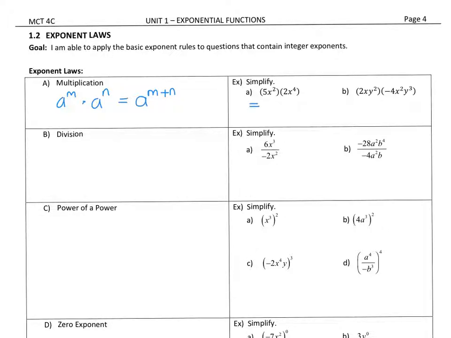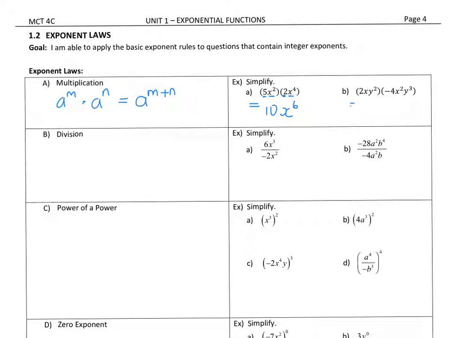All right, so if we do some examples here, I don't have the same base when I look at the 5 and the 2. They're different bases. They're just different numbers. Those could just get multiplied together. So 5 times 2 gives us a 10. And then x squared times x to the 4. Those bases are the same. The base stays an x, and then I add the 2 and the 4 together to get 6. All right, try part B.